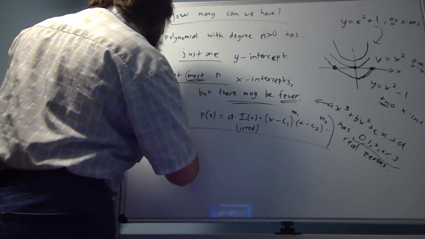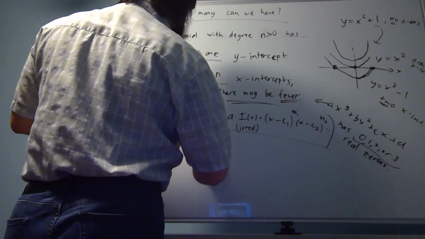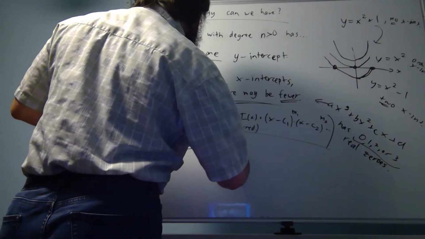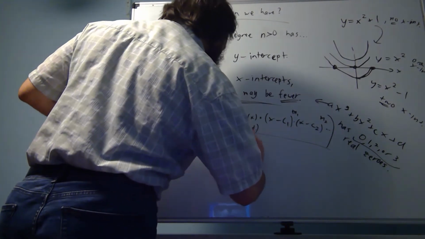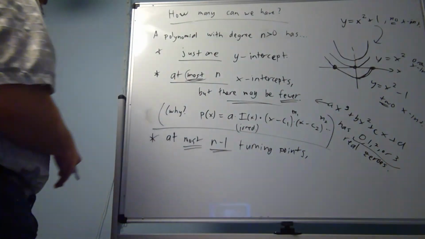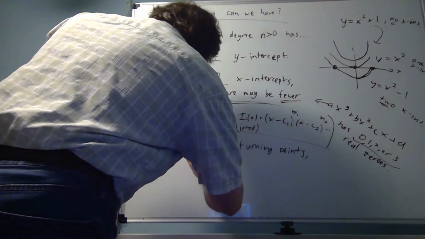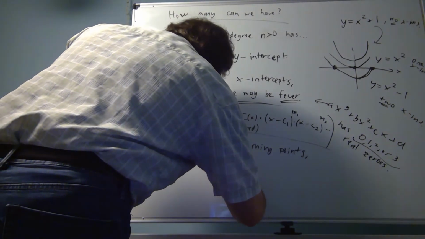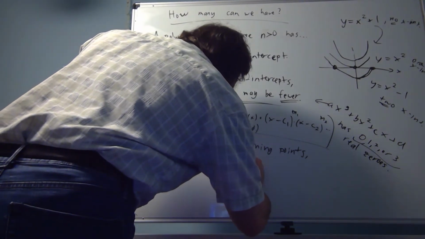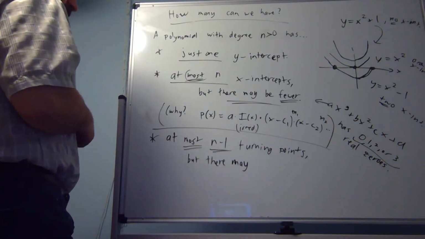And the last one, a polynomial with degree n greater than 0 has at most n minus 1 turning points. So this is similar to zeros, and it's actually a very, very closely related fact. I don't want to say too much about this. It's a fact that you want to memorize now. It's a nice thing to know. It's one of the most important properties about polynomials.